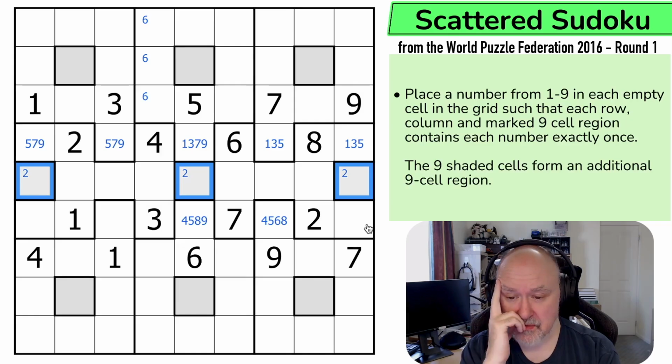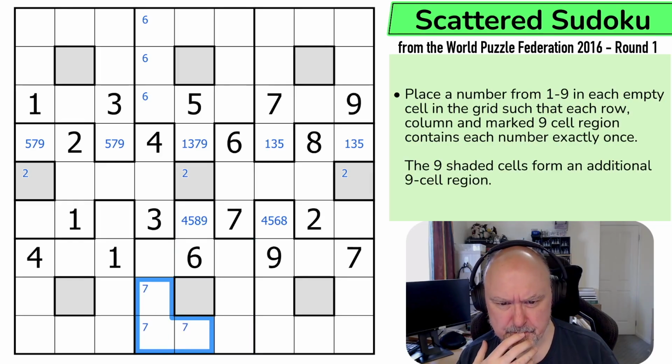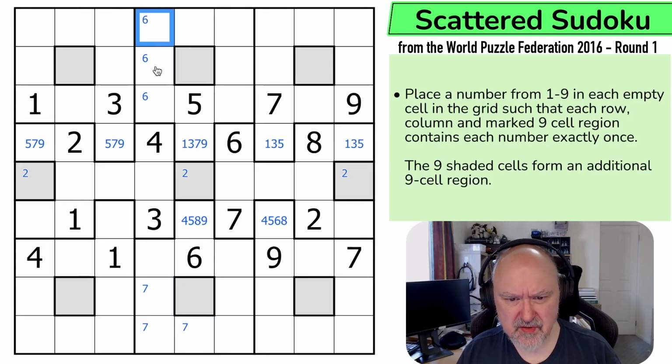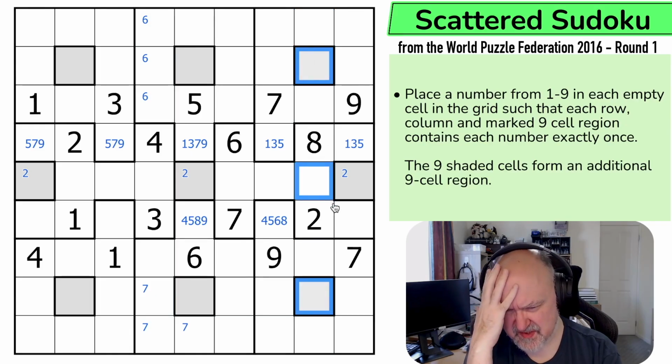This could take me a while. 7 is not in any of those or there. So 7 is in one of those 3. 6 in this column I've already done. 9 in this column. It's not in any of those. It's not in any of those. So it's in one of those 3. Am I looking for swordfish or something here?